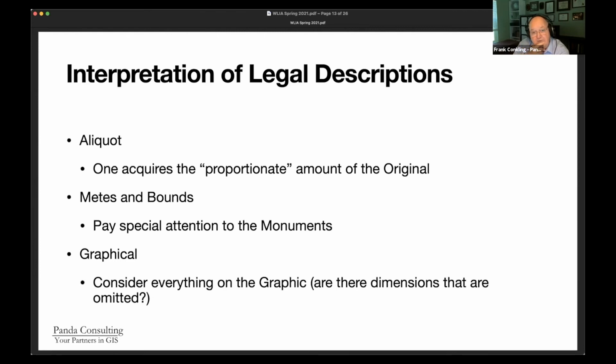And then the third type of legal description is what's commonly called a graphical description, in which the breakdown is actually represented by a graphic, which is recorded in the public records, supposedly. There's a lot of unrecorded subdivisions out there, but here you consider everything that's on the graphic. If there's a shortage or an overage, you determine by what's shown on the graphic how to spread the excess or deficiency within that graphic. Are there dimensions that are omitted?